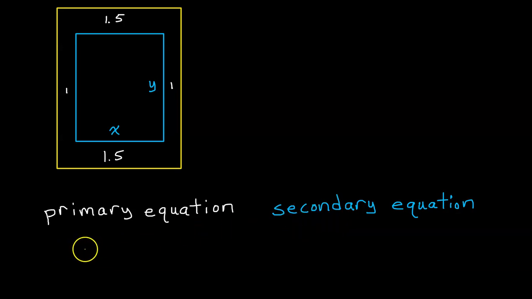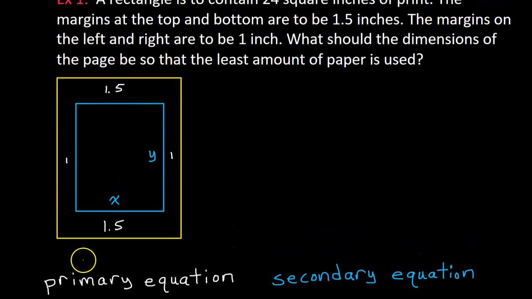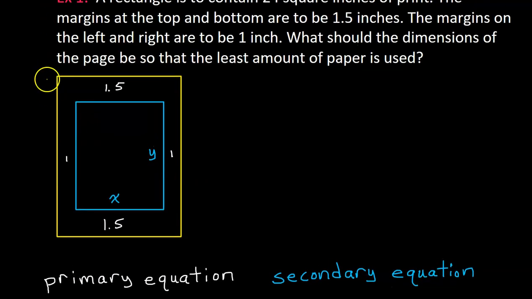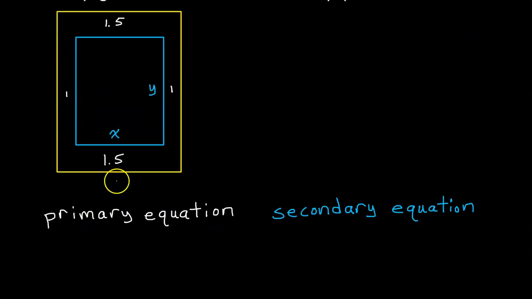So in this case, we are trying to minimize the area of the entire paper. So the area of the yellow rectangle. However, in order to make an equation for that, we are going to need dimensions for the width and height of the paper.